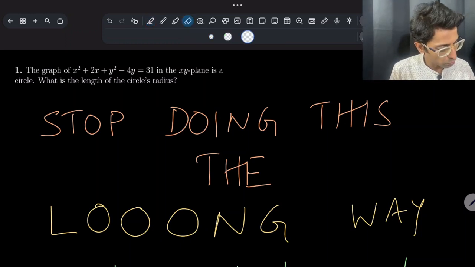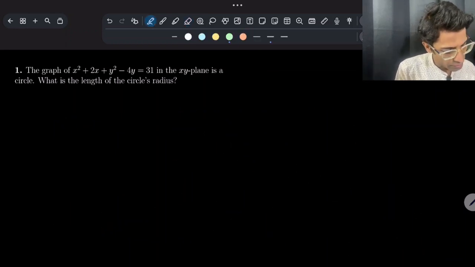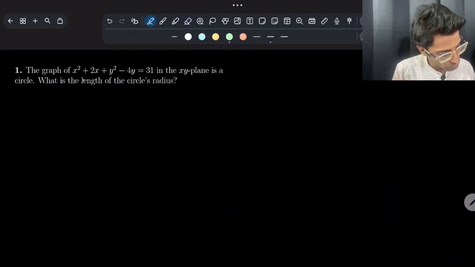So here we go. Let's read the question. The graph of x squared plus 2x plus y squared minus 4y equals 31 in the xy-plane is a circle. What is the length of the circle's radius?